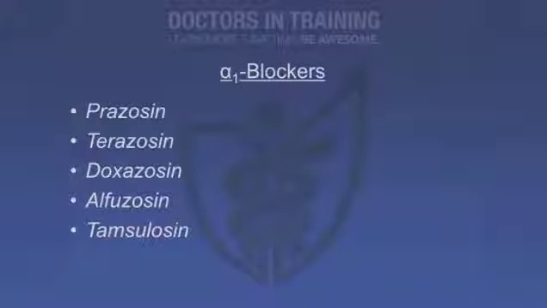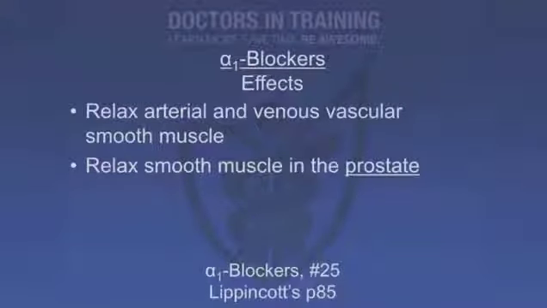Next, let's talk about the medications that will help BPH, or benign prostatic hyperplasia. So these are the competitive selective alpha-1 blockers. They include prazosin, terazosin, doxazosin, alfuzosin, and tamsulosin. Now, they relax both arterial and venous vascular smooth muscle. Now, they also relax the smooth muscle in the prostate, which we just talked about. There's lots of alpha receptors in the prostate smooth muscle and also in the bladder neck.